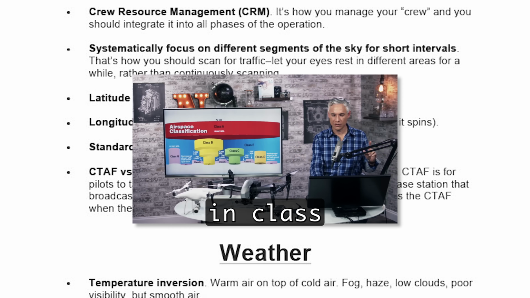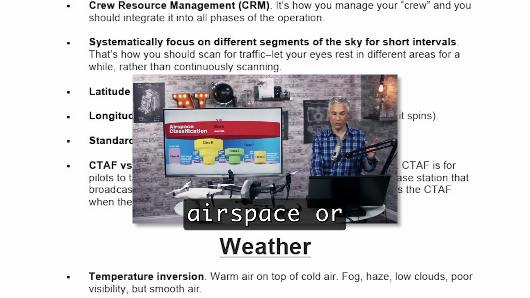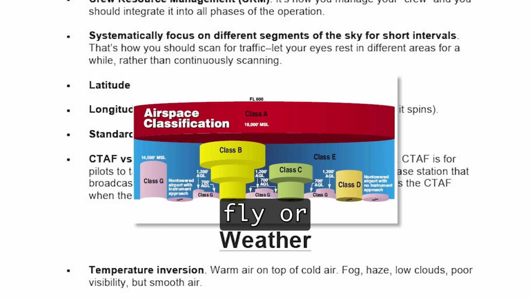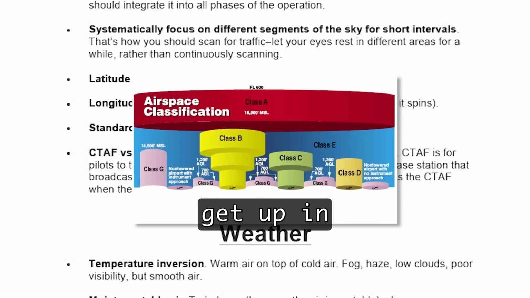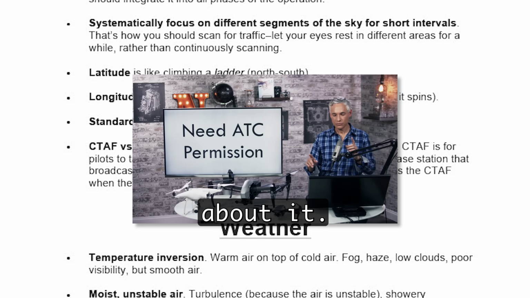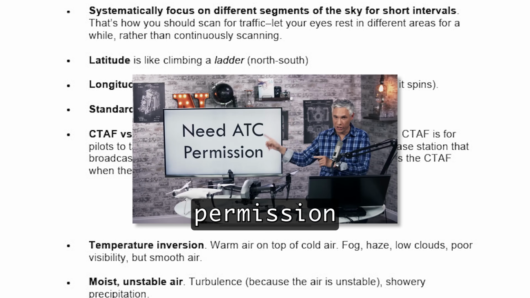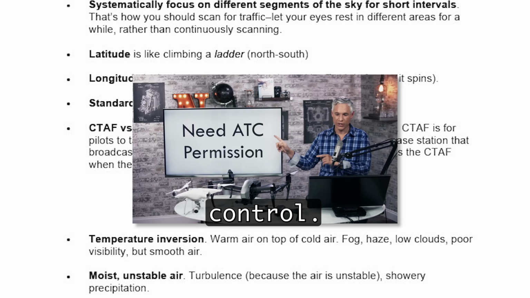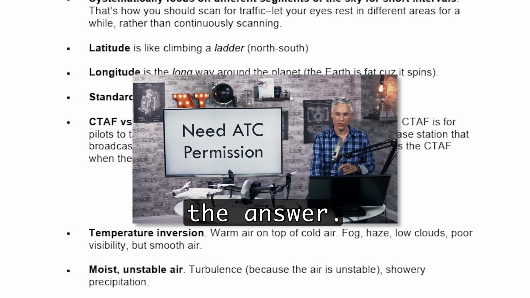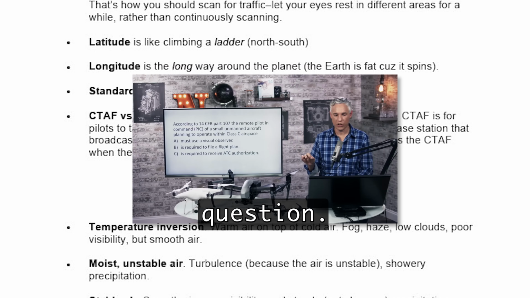But if you're in Class B, C, or D airspace, or Class A airspace, you can't fly your drone in there, okay? You're probably not going to get up into Class A airspace, so I wouldn't worry about it. Well, you could fly your drone if you had permission from air traffic control. So that's the answer. Here's a sample question.